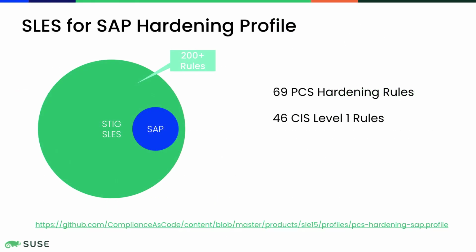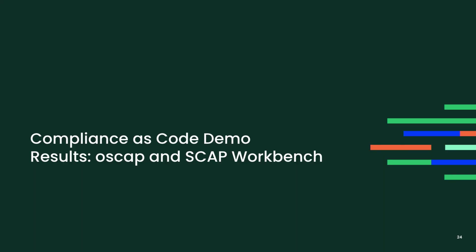So if you look at the SLES for SAP hardening profile, I think today there are 202 directives that are included. There are an overlay of 69 public cloud hardening rules, as well as 46 rules from the CIS Level 1 benchmarking that have been pulled in, in addition to the items that we've deemed required for an SAP environment that are what I would call that least common denominator experience, right?